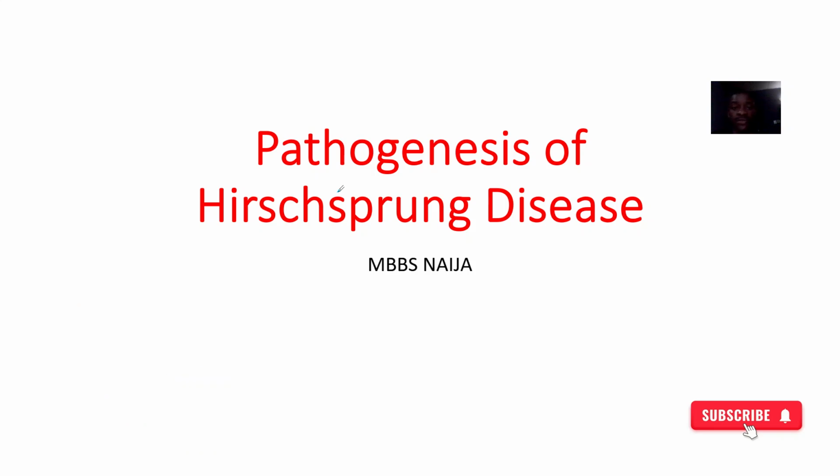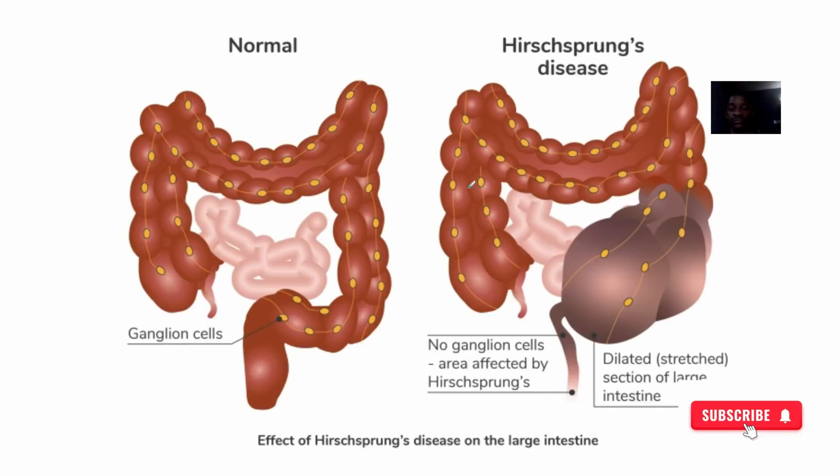We'll talk about the pathogenesis of this disease, which is known as Hirschsprung's disease. So pathogenesis, you are just trying to look at, step by step, how a disease condition actually came to be, also giving reasons why it actually came to be.